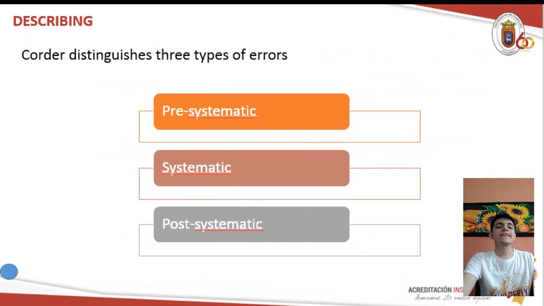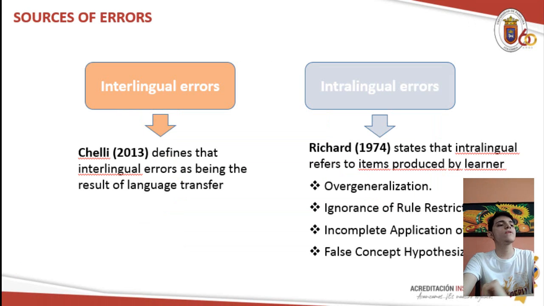So Corder identified 3 types, as I said before. The first type is called presystematic. They are those errors where learners were not aware of the existence of particular rules. The second one is called systematic. They are those errors that occur when the learners had an understanding of the rule, but the rule was an incorrect one. And the third one is called post-systematic. Post-systematic errors occur when the learners produce errors and are unconscious of them, even when they have understood the rules. So now let's take a look at the sources of errors.